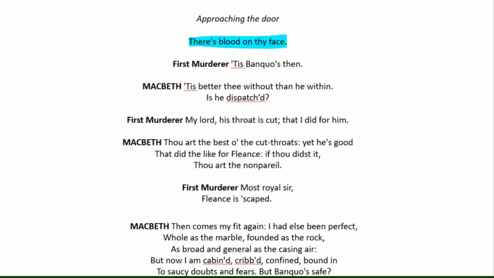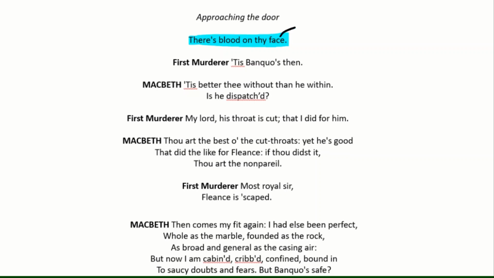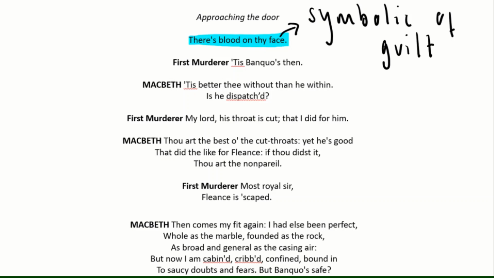There's blood on my face. Again, blood is symbolic of guilt. The bloody daggers, blood on their hands, now blood on the face, it's symbolic of guilt.